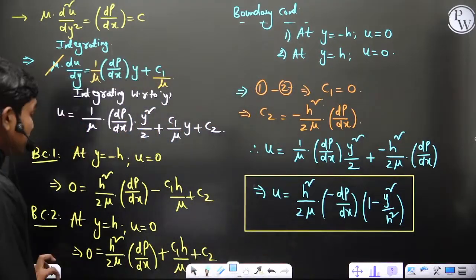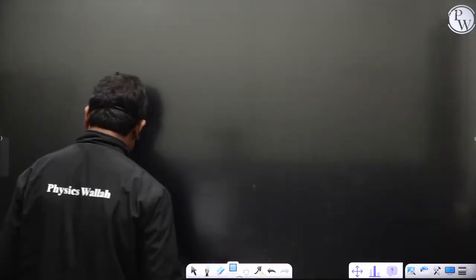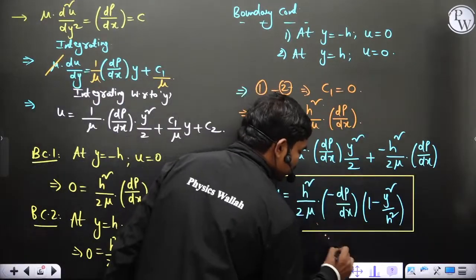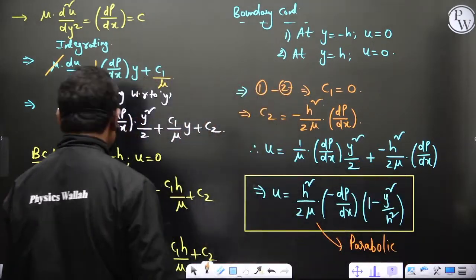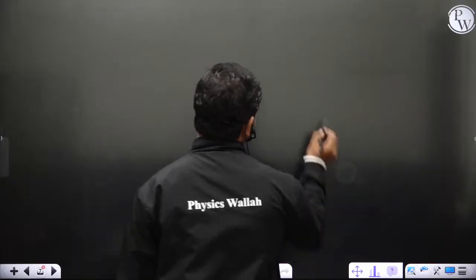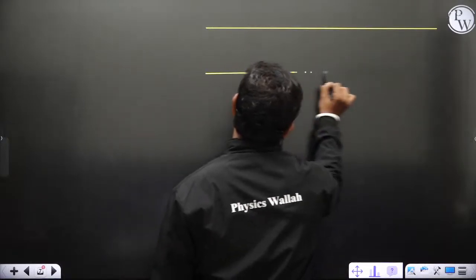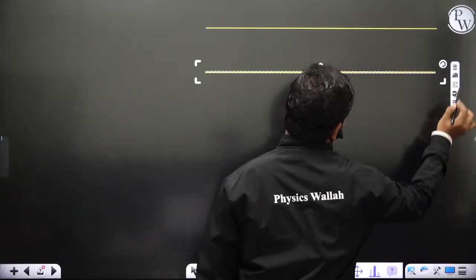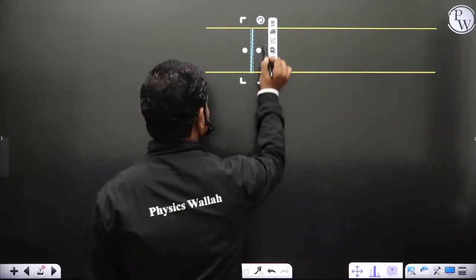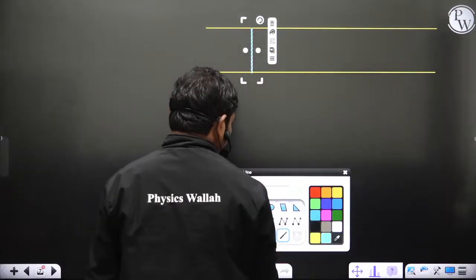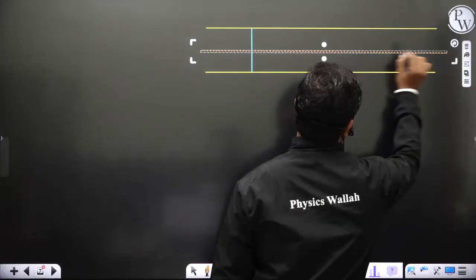Now let's get back to the things. Before going to the boundary conditions, we have some things to do. Clearly this equation does not depend on any alpha, so this profile is parabolic, because you can see a y square term. If I sketch it, if I take any section of fluid particles here, and this is the midline, where the coordinate system is established.